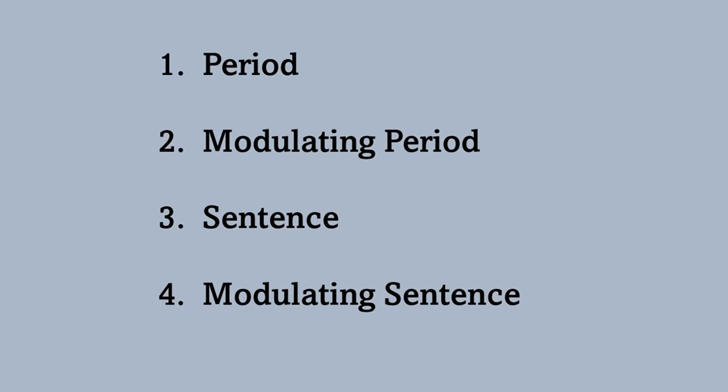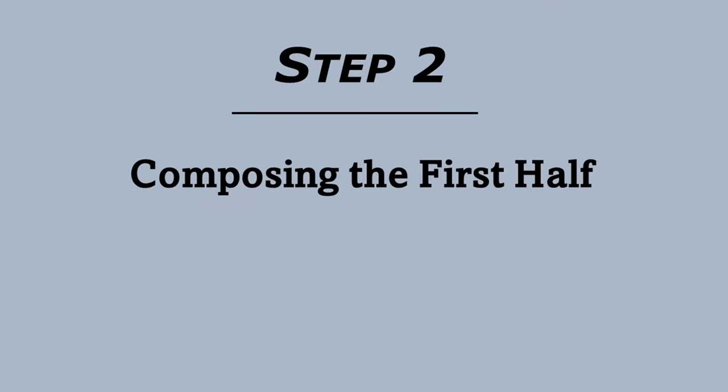So far, we have seen four types of formal layout for the first half of a minuet: the period, the modulating period, the sentence, and the modulating sentence. In this video, we will focus on the non-modulating types for being slightly easier to deal with. Now let's see how to actually use them. Step 2, composing the first half.